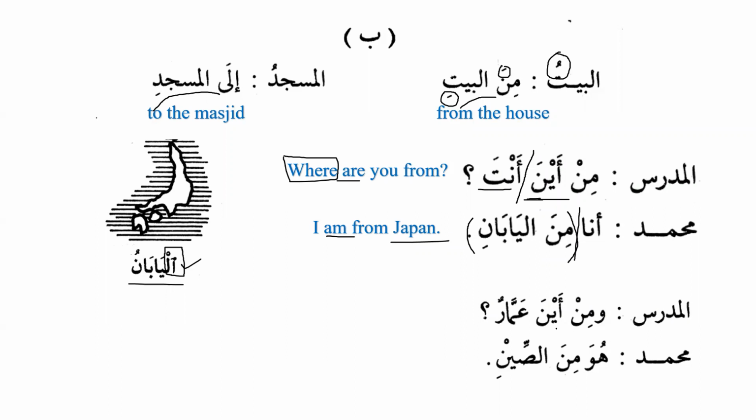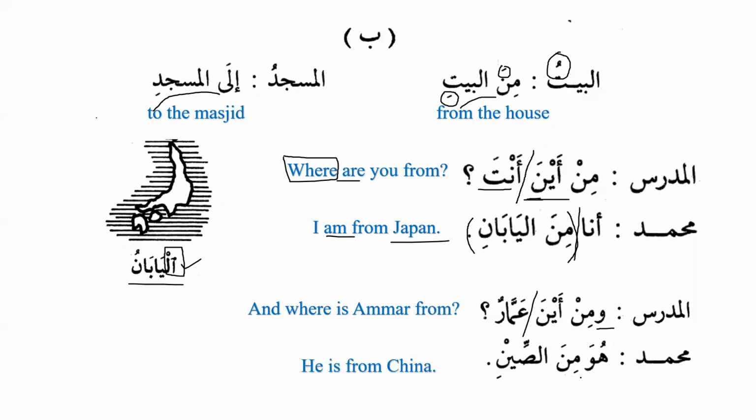Al-Madarisu, the teacher. وَمِنْ أَيْنَ عَمَّارٌ. When you know wa means and, where is Ammar from? Again, min aina is a question, and Ammarun is the second part of the sentence. Inshallah, in the next lesson, we will learn what we call them, because they have specific names. Then we have Muhammadun huwa min as-Sini.